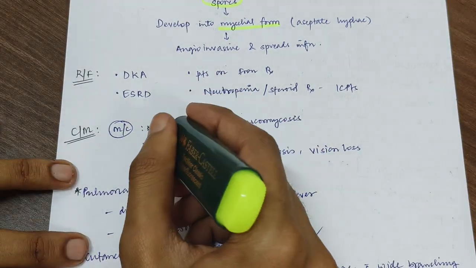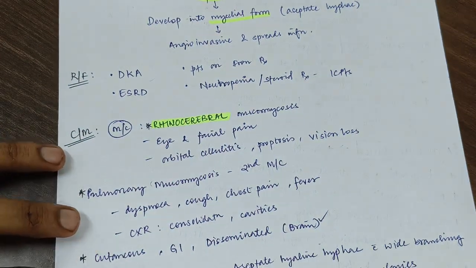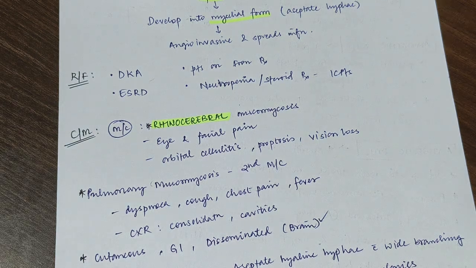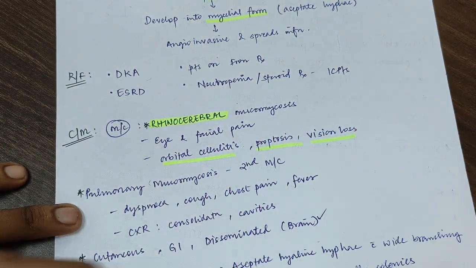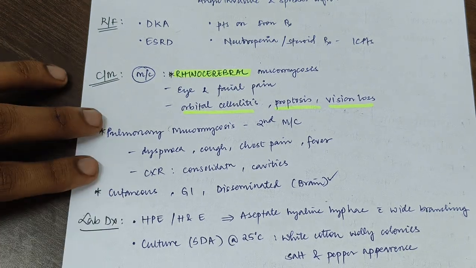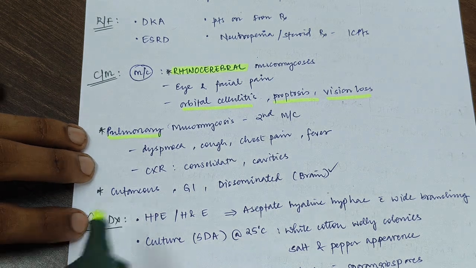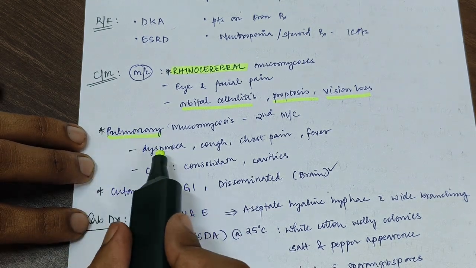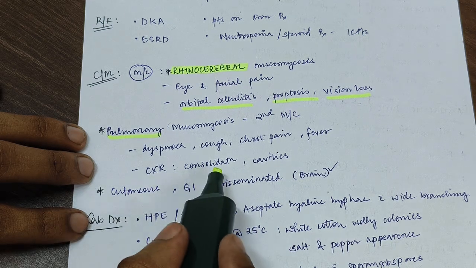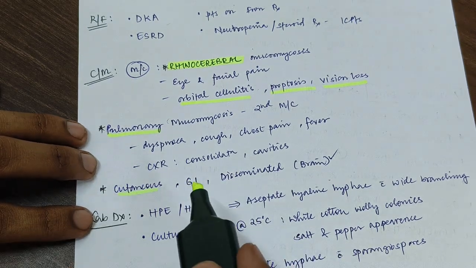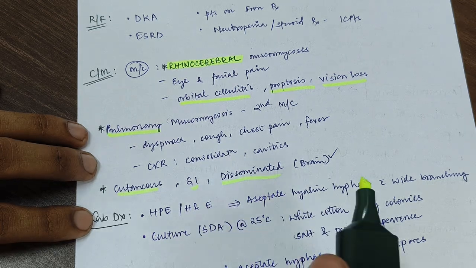Clinical features, most commonly it is rhinocerebral mucormycosis. You are going to write this word. If they ask about mucormycosis, never forget to write this particular term, rhinocerebral mucormycosis. Seeing this, the examiner will give marks because it is very, very specific for mucor. This will have eye and facial pain, orbital cellulitis, proptosis, and loss of vision. Pulmonary mucormycosis is the second one. You can write pulmonary second after writing rhinocerebral, remember it. Since it involves the lungs, it causes dyspnea, cough, chest pain, fever, and chest X-ray will reveal consolidation and cavities. The cutaneous is the last type, GI, and disseminated in case of brain.